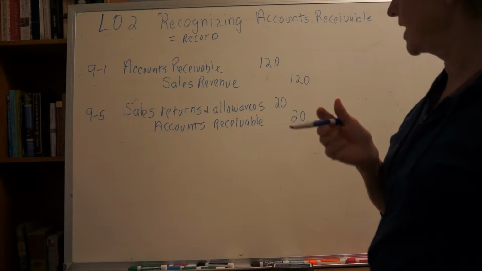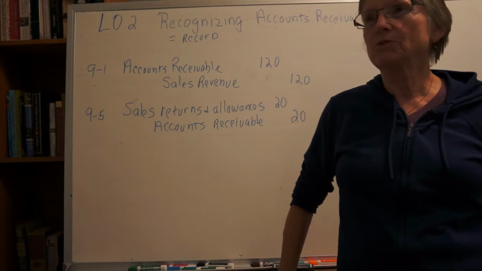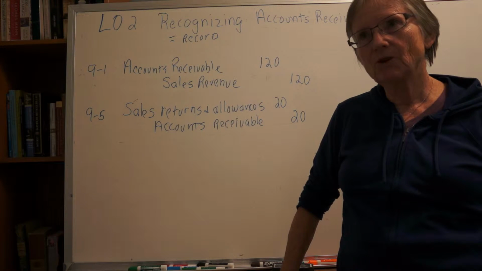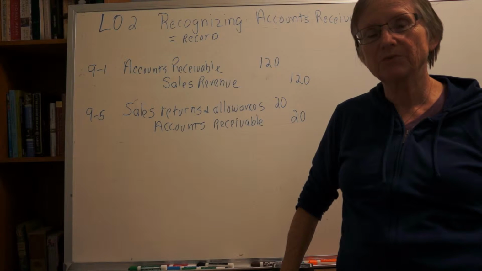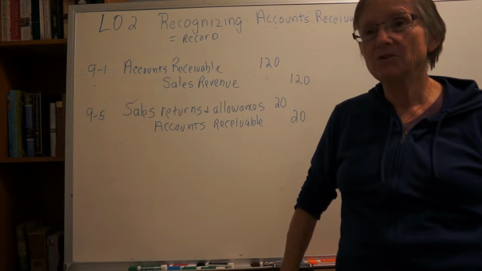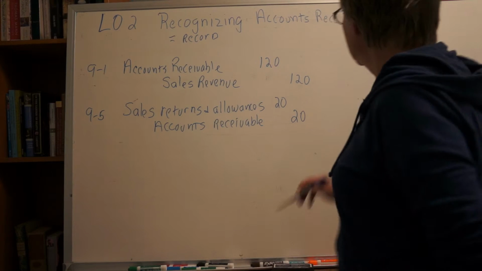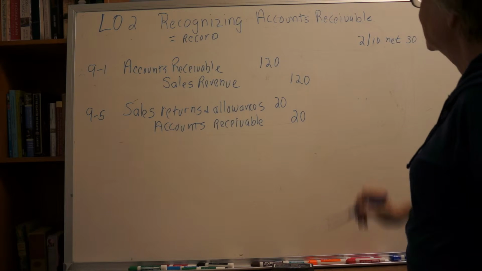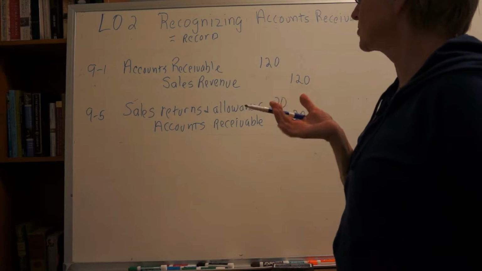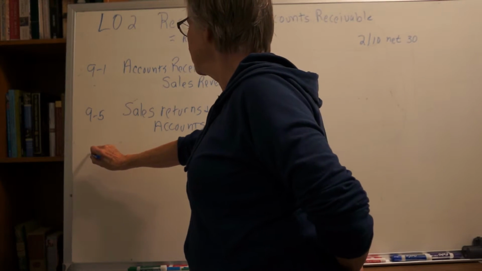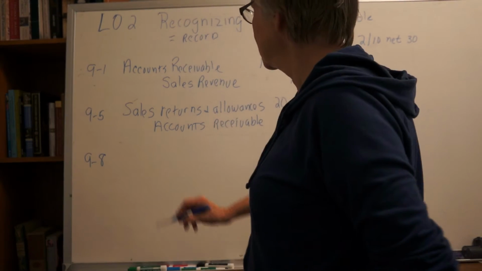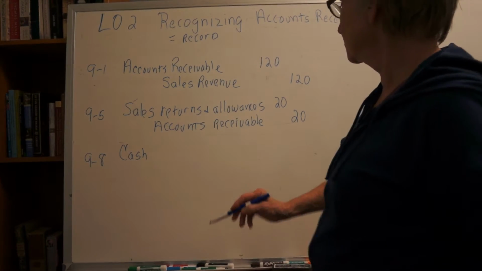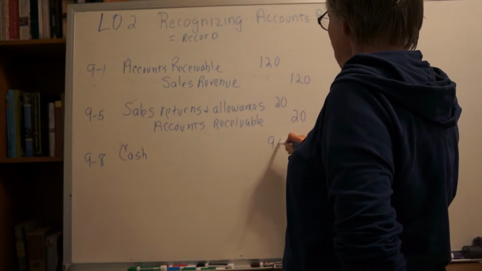Then the other thing that happens, usually between wholesalers and retailers, is that often a wholesaler will grant the retailer a discount if they pay within 10 days. Remember the 2/10 net 30 from chapter 5? Well, we're running into that again here. So say the terms of this sale were 2/10 net 30, and they paid on the 8th, we would receive cash, but we would not receive the full $100 that were owed. We would only receive 98.